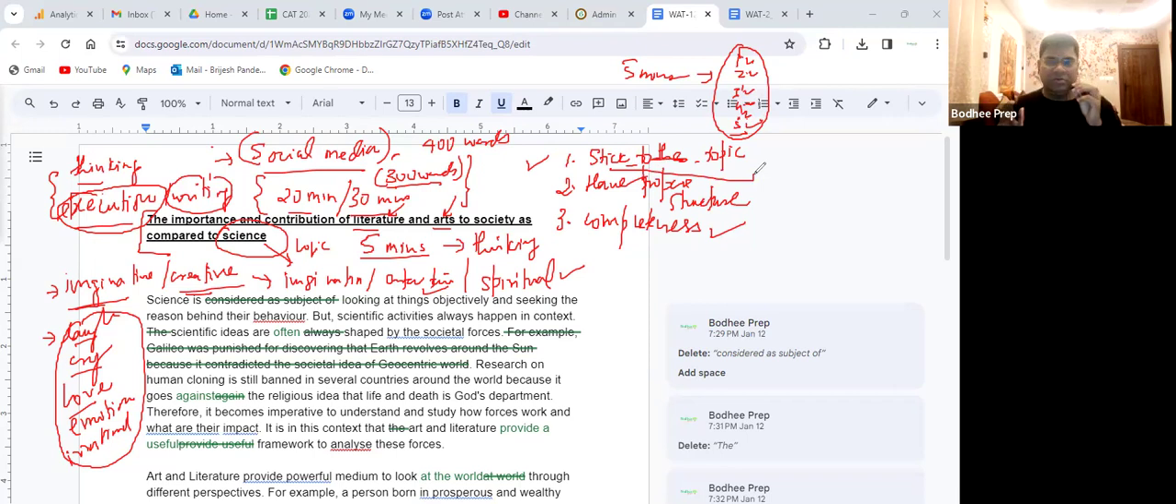Answer the question, correct? Have proper structure. What do I mean by structure? If you say that literature and arts to society is compared to science, so what is the structure? Okay, the first paragraph is introduction.